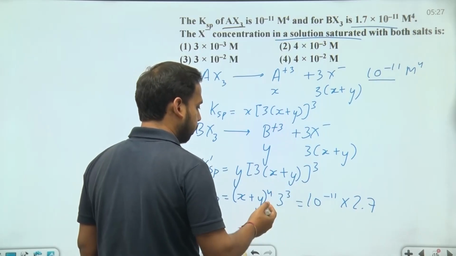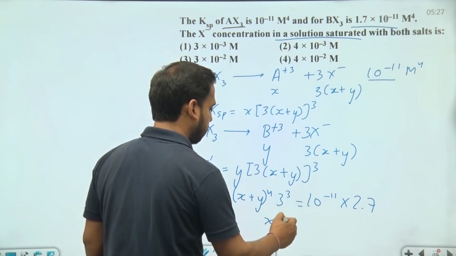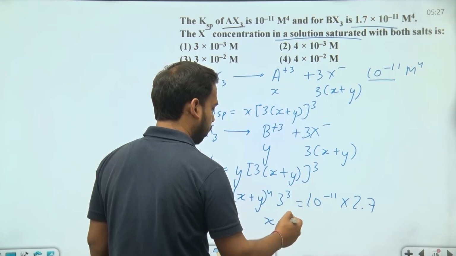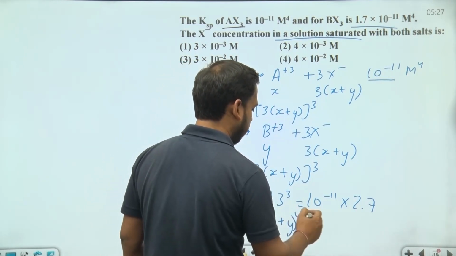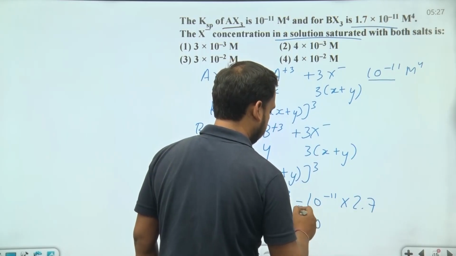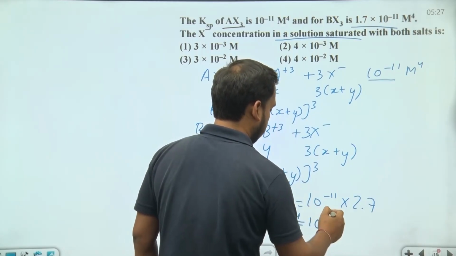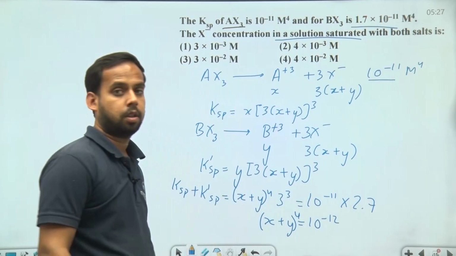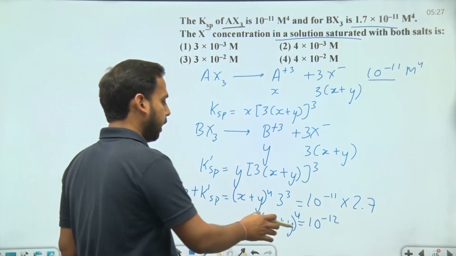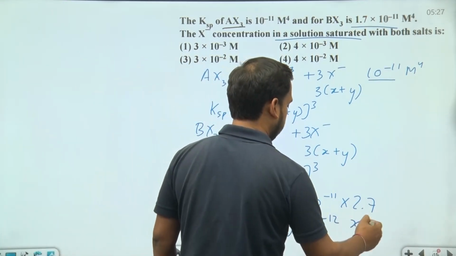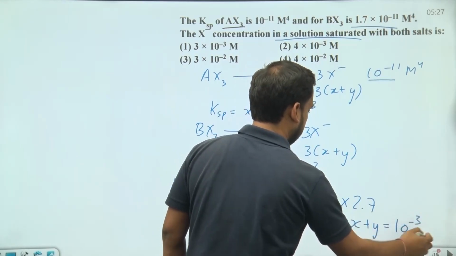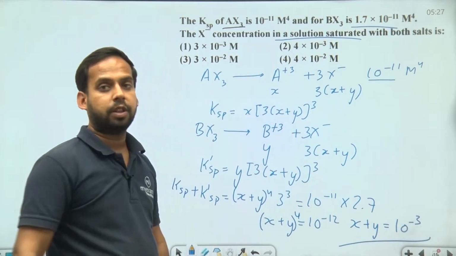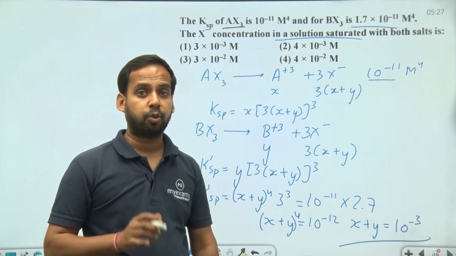So when we solve this, X plus Y to the power 4 will be equal to 10 to the power minus 12. So from here, X plus Y comes out equal to 10 to the power minus 3.